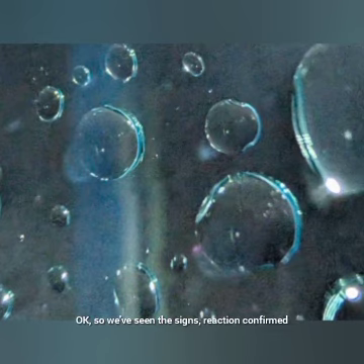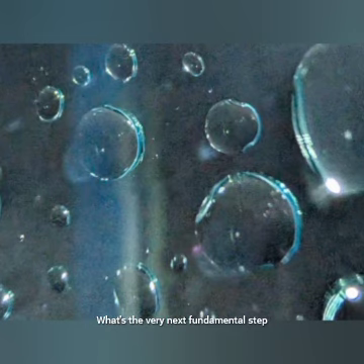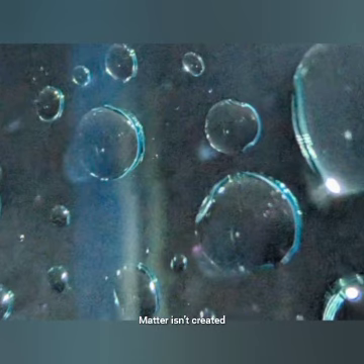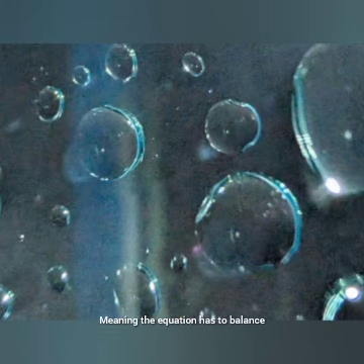Okay, so we've seen the signs, reaction confirmed. What's the very next fundamental step? Something about conservation. You got it. The law of conservation of mass. Matter isn't created or destroyed in a normal chemical reaction. Atoms just rearrange. Meaning the equation has to balance. Same number of each type of atom on both sides.